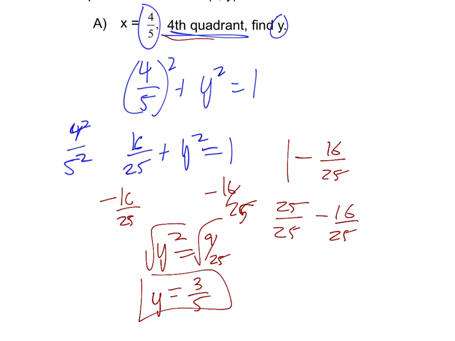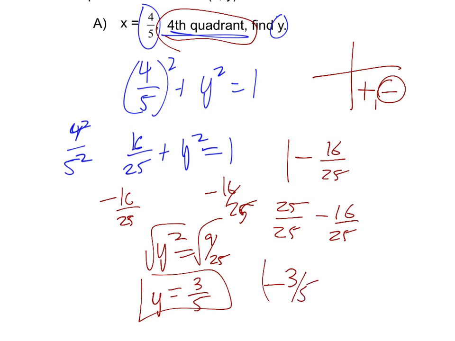Now, I've also got to pay attention to, I'm in the fourth quadrant. Fourth quadrant is here, positive, negative. So that means my answer needs to be negative 3/5 because I'm in the fourth quadrant.